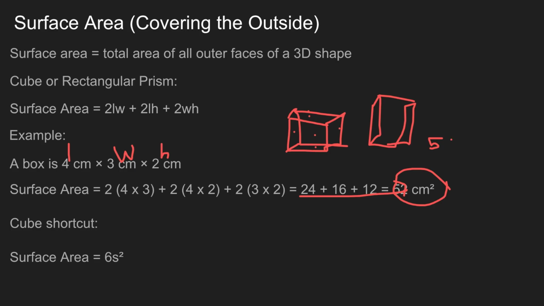Now another shortcut for this is just for cubes. It's 6s squared. And because cubes, you know how when you have a square, the length and the width are the same thing. So a cube has the same length, same width, and same height.